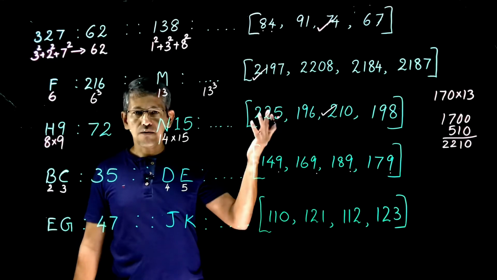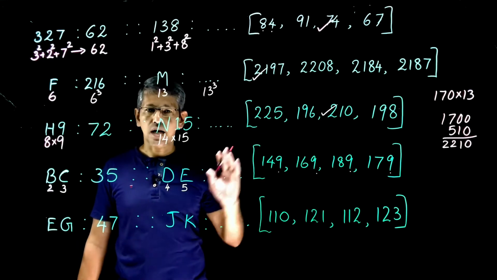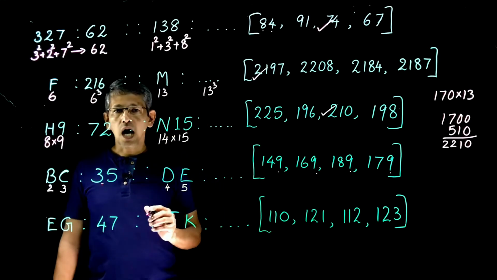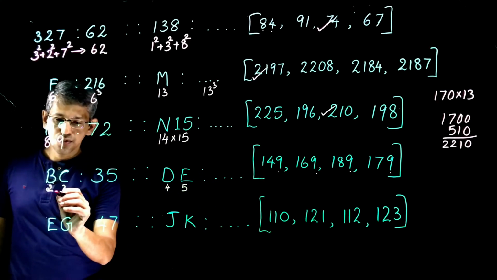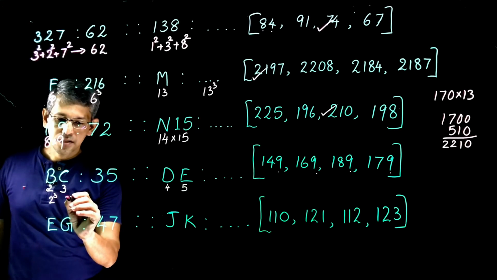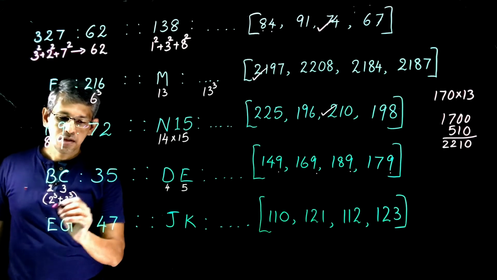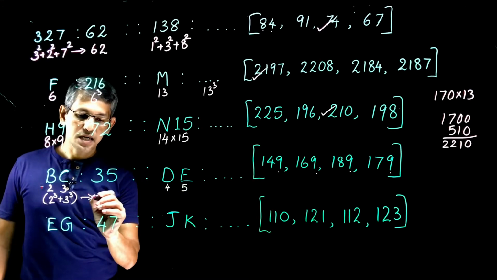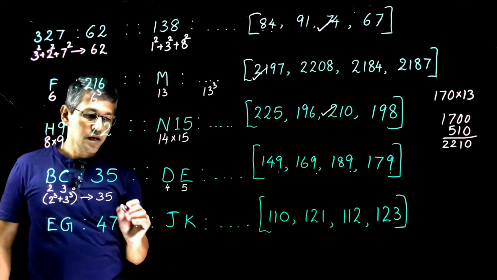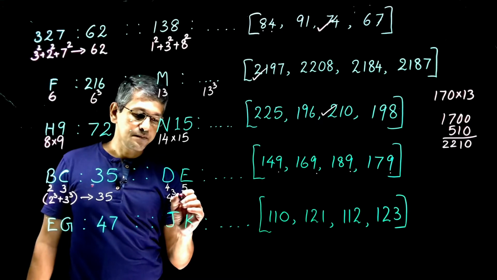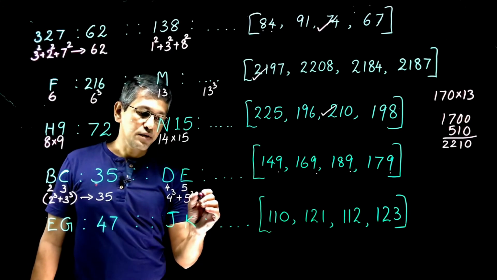21 into 19 is somewhere close to 400, right? So we don't have such an answer. So it doesn't work. What else do we have? Another thing that comes to my mind is 2 cube. 2 cube is 8, and 3 cube is 27. 2 cube plus 3 cube, so 27 plus 8 is 35. Yes, 27 plus 8 is 35. And let's try this over here. What we have is 4 cube plus 5 cube. 5 cube is 125.